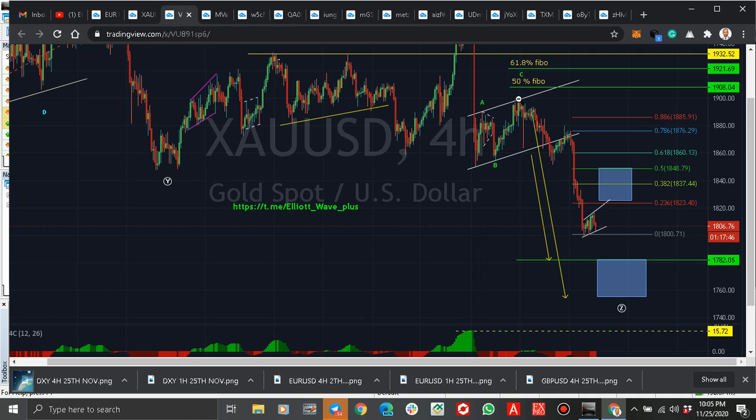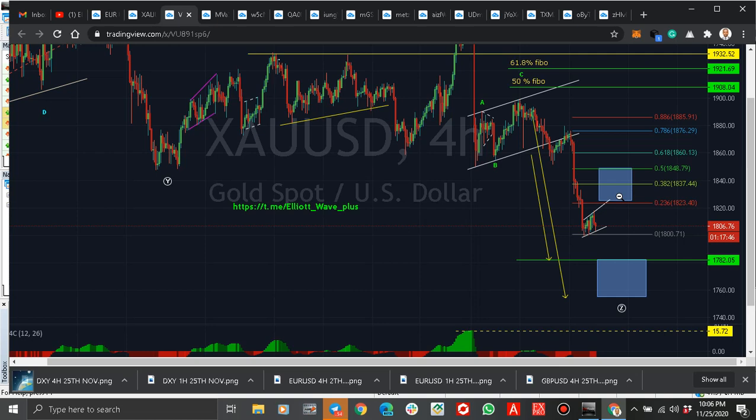I forgot to label this. This is 1, 2, 3, then 4 and 5. I forgot to put the labeling, but just 1, 2, 3, A, B, C, 4, 5. So I'm expecting the correction to go further, maybe at least this area, but it will likely come to this area. But I don't think it will come to this area. I expect here and here.